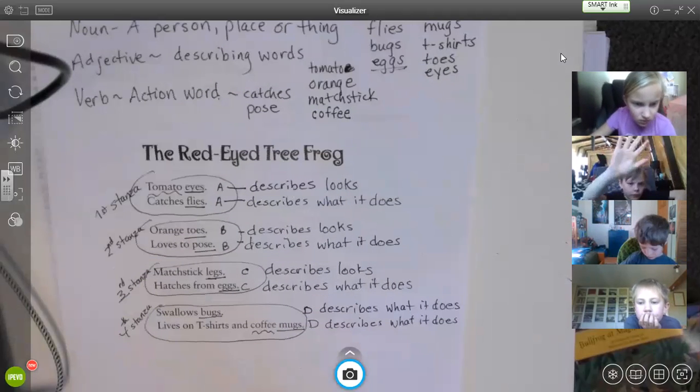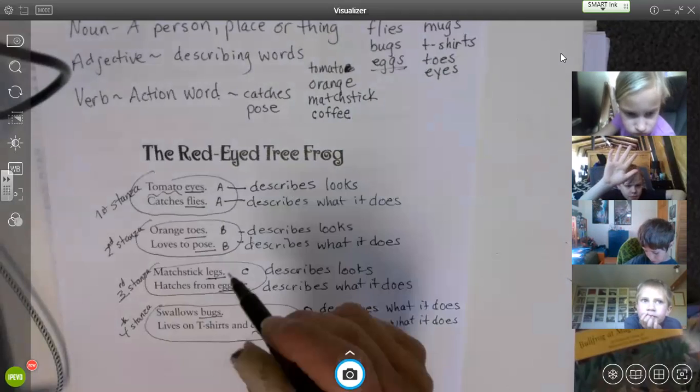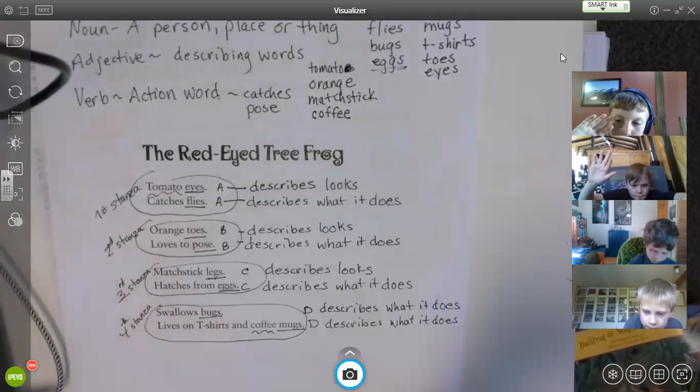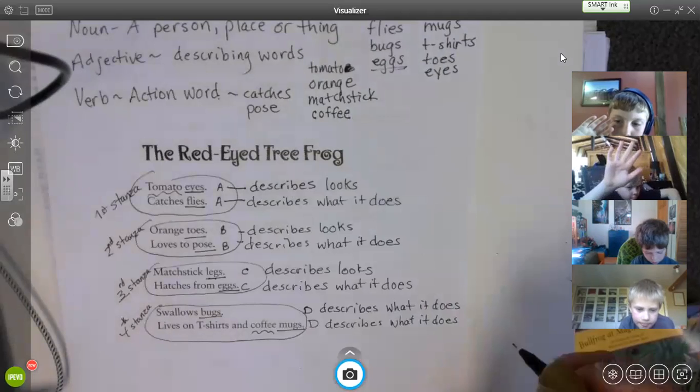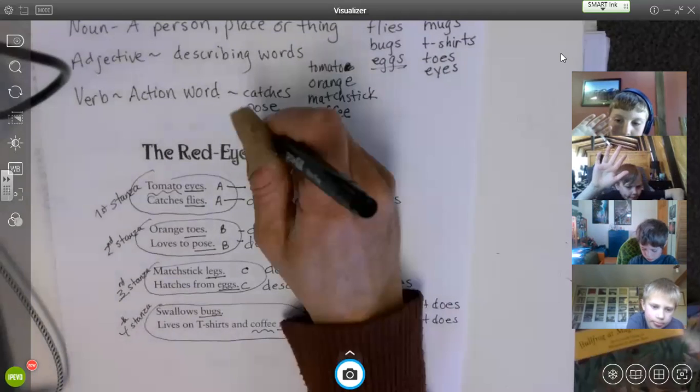Look in the third stanza. Matchstick legs hatches from eggs. What is it doing in that stanza? Hatching. Hatches, very good.